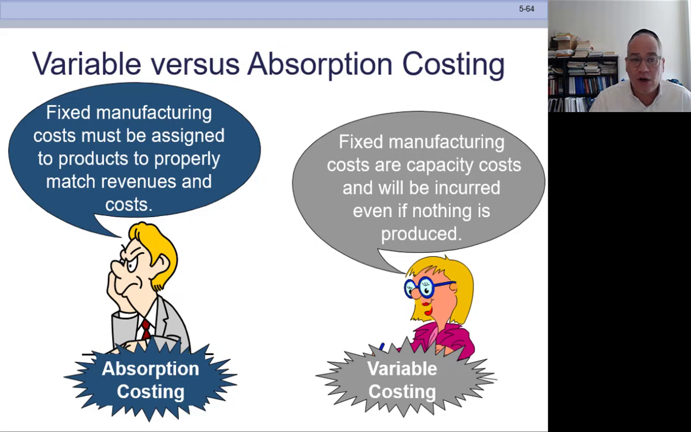So with fixed manufacturing overhead, it's extremely important to apply it to the right place. Again, in absorption costing, it's going to be a product cost. But in a variable costing environment, your fixed manufacturing costs are going to be treated as a fixed cost, and it's not going to be included in contribution margin.